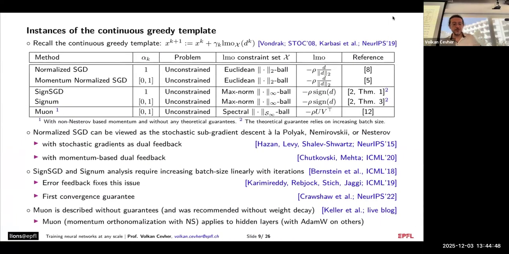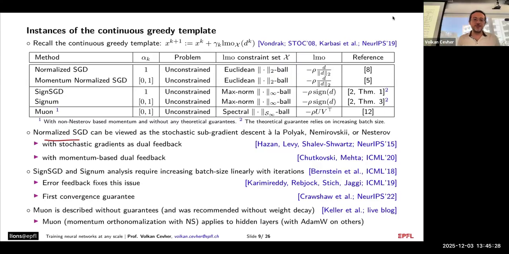All right, so instances of the continuous greedy template. Normalized SGD is one, sign SGD is another one, signum and Muon. So let's talk about this. Normalized SGD is something like the stochastic subgradient method, right? If you talk to Arkady, anybody know Arkady Nemirovsky, right? The gentle giant. He always told me that we wouldn't be interested in the size of the stochastic subgradient. You only care about the direction. So it's always normal to normalize that, right? If you look at Boris Polyak's paper, he also normalizes all these things.